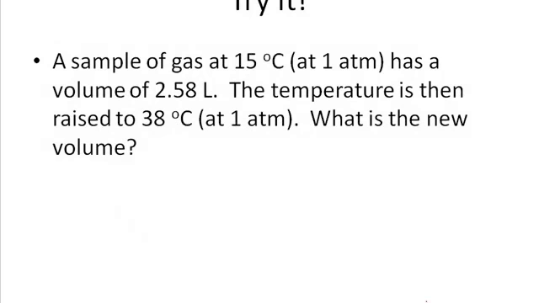Here's another example. A sample of gas at 15 degrees Celsius has a volume of 2.58 liters. The temperature is then raised to 38 degrees Celsius. What is the new volume? Now, here's an example where you're given degrees Celsius, and you have to change it to Kelvin first before you can even begin. So when you convert those two temperatures into Kelvin, you should get 2.79 liters as your answer.